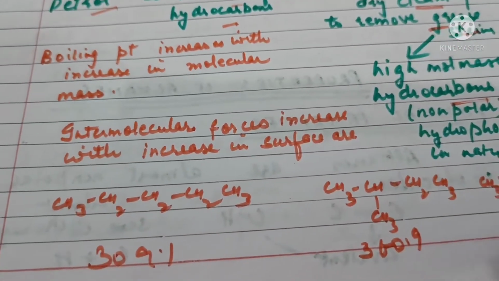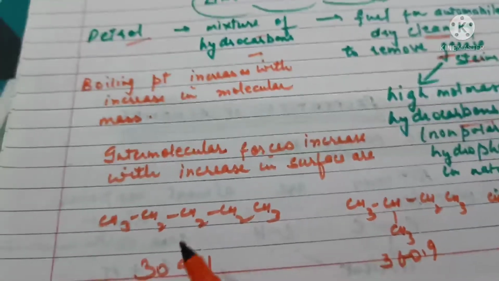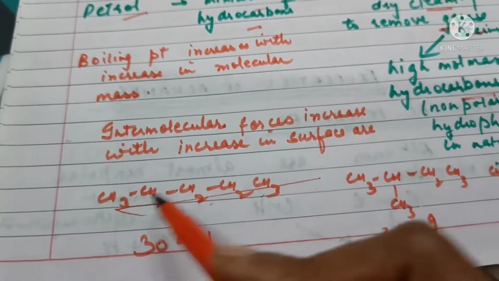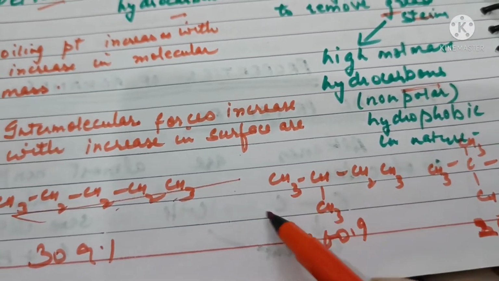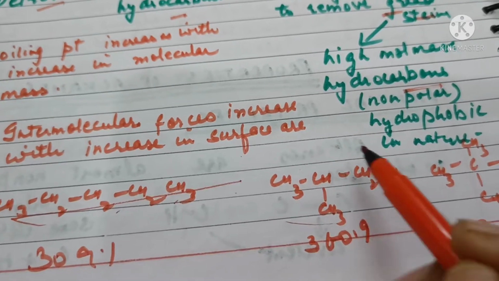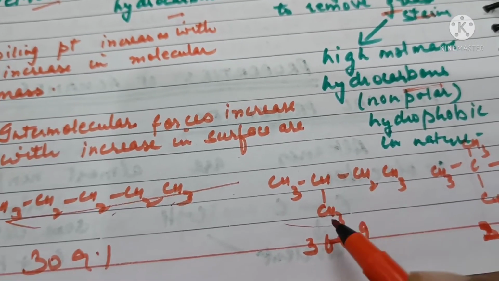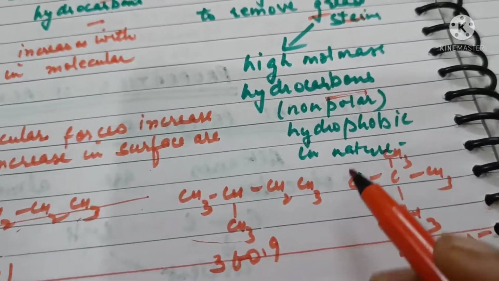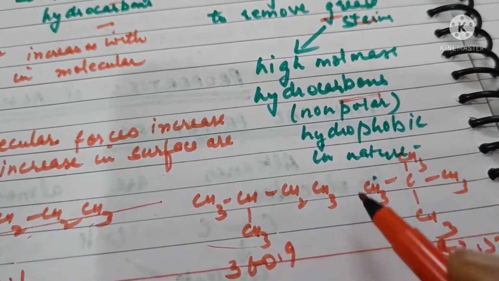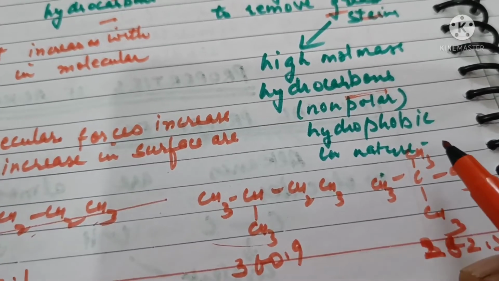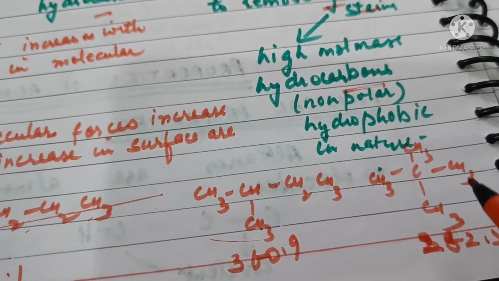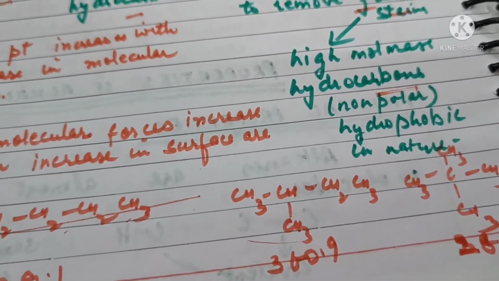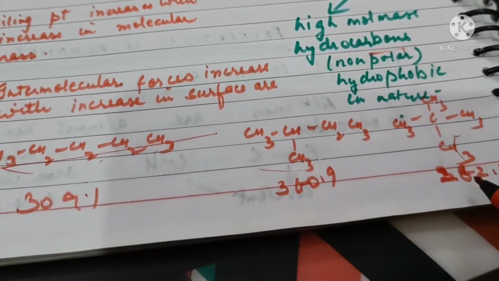In case of isomers, the molecular mass is the same, but normal pentane, for example, is a bigger molecule than isopentane, which has a branching, a methyl group at the second position. Similarly, neopentane is even smaller in size. It has more branches and so it acquires a spherical shape. So the smaller the molecule, the less the surface area, the lower the boiling point.